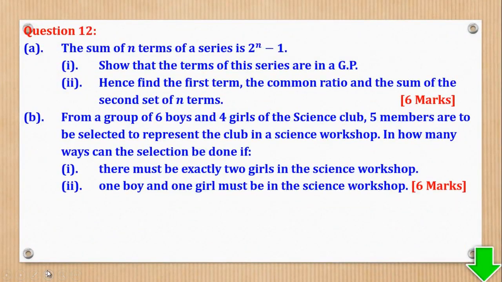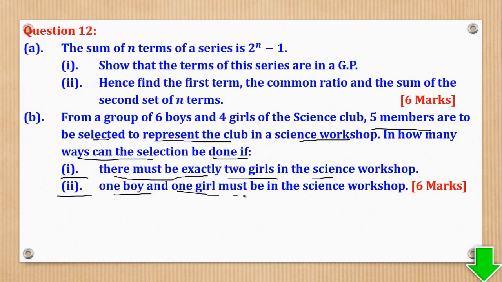So for part B, we shall say that from a group of 6 boys and 4 girls of the science club, 5 members are to be selected to represent the club in a science workshop. In how many ways can the selection be done if, Roman 1, there must be exactly 2 girls in the science workshop? Then Roman 2, 1 boy and 1 girl must be in the science workshop.